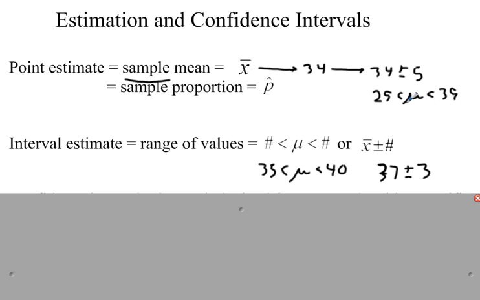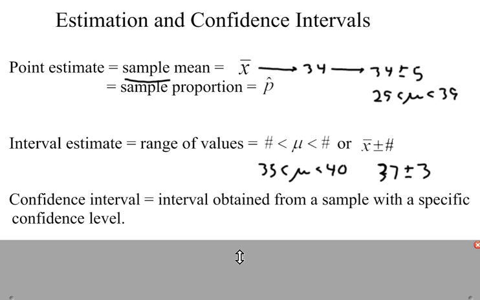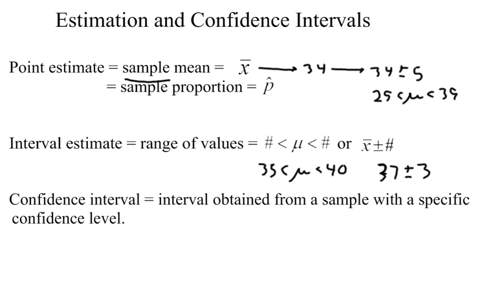Okay, so we're going to talk about how to get these ranges and how big they should be. We shouldn't make a range that's, let's say, from 0 to 100. And also, if we said from 33 to 35, it's probably not accurate. So we're going to talk about how to come up with those ranges. So what we're coming up with is what's called a confidence interval. It's an interval obtained from a sample with a specific confidence level. So it's an interval, a range of values that we get from a sample.